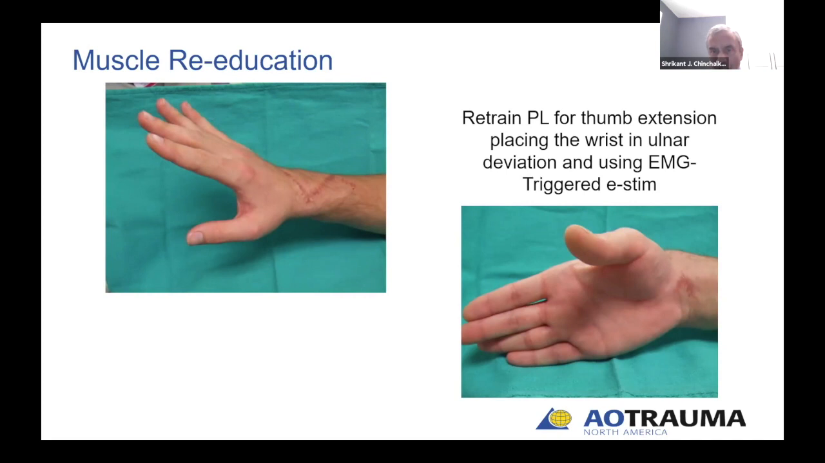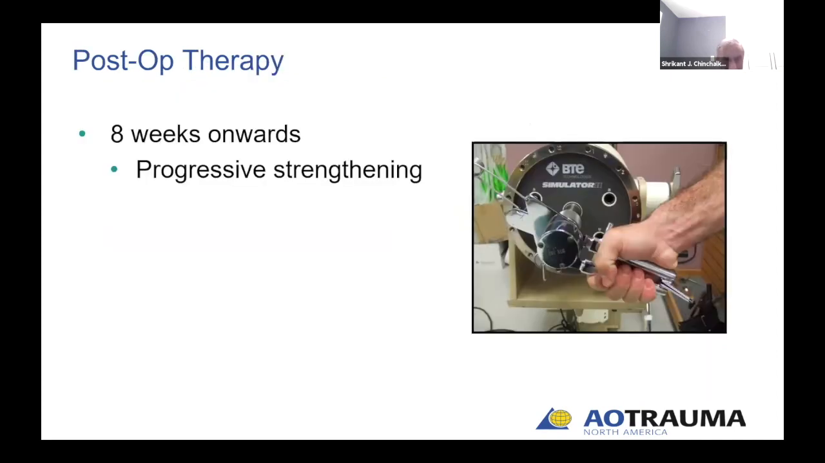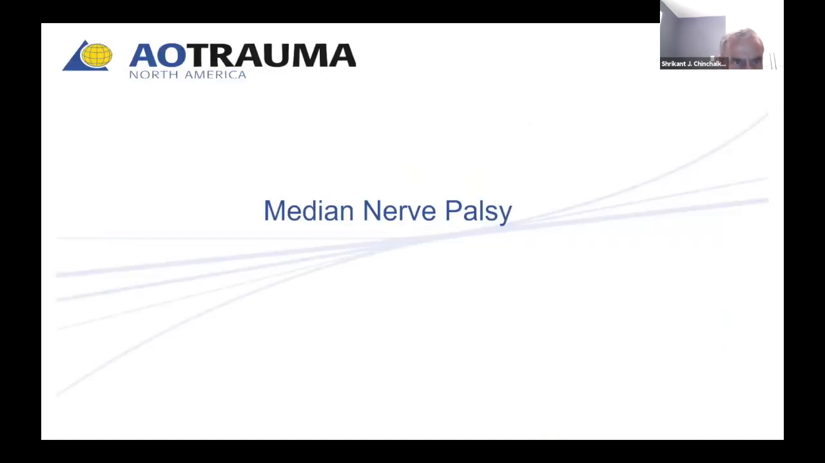So in order to retrain palmaris longus for thumb extension, we may place the wrist in an ulnarly deviated position in the splint and use EMG triggered electrical stimulation to maximize palmaris longus pull through so that it is effectively causing extension of the IP joint, MP joint, as well as the CMC joint. And from 8 weeks onwards, you can begin with progressive strengthening.